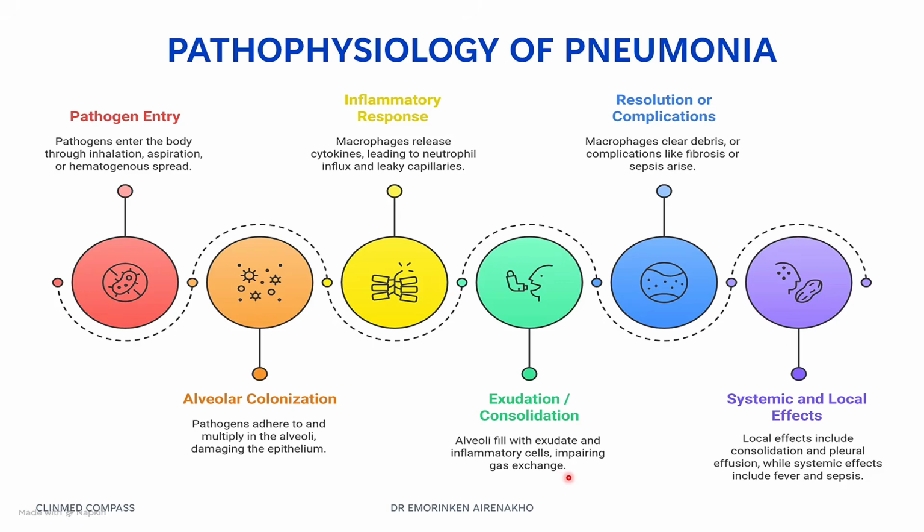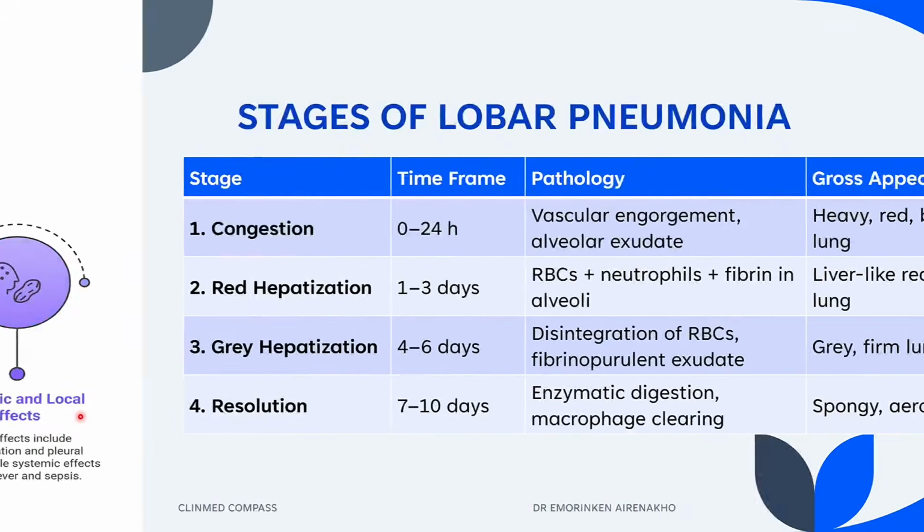Finally, we reach resolution or complications. If the infection resolves, macrophages clear the debris and healing follows. But if not, it can progress to fibrosis, abscess, empyema, or even sepsis. These changes produce systemic and local effects. Locally: consolidation, pleural effusion, empyema. Systemically, patients may develop fever, tachycardia, sepsis, or even multi-organ failure.